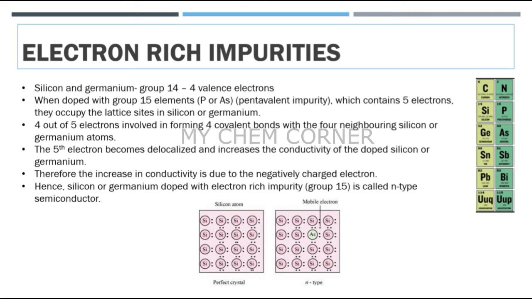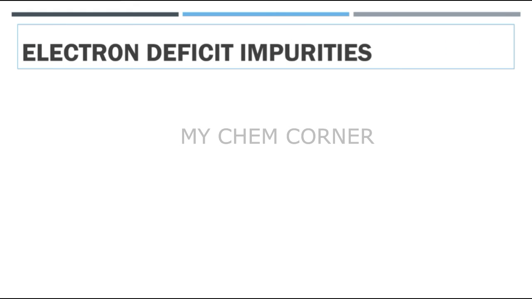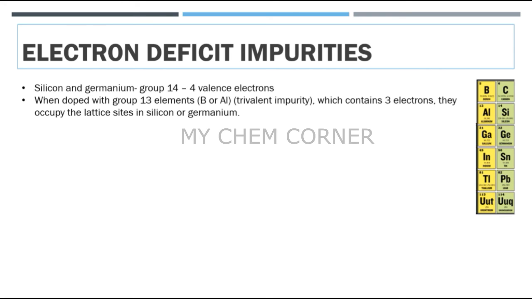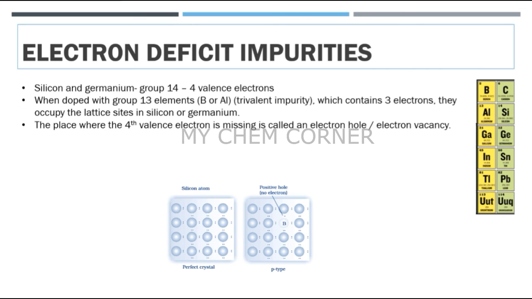But what happens when you have an electron deficit impurity or electron-poor impurity? Here, I'm going to compare group 14, the carbon family, with group 13, the boron family. Group 14 will have 4 electrons in the valence orbital, whereas group 13, which is added as a dopant, contains only 3 electrons. So in this case, out of the 4 electrons, only 3 will be involved in bonding.